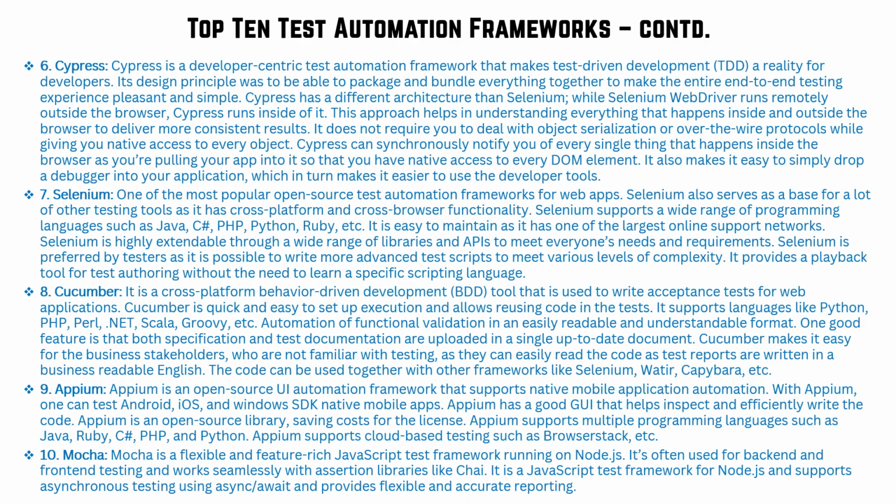In case you already have some knowledge of Postman, you already know there is a Chai assertion library, using which you can integrate with Postman and add validation points in the test script. So Mocha already has the inbuilt Chai assertion library. All the assertions you can use with that framework itself because everything is integrated. It is often used for backend and front-end testing and works seamlessly with assertion libraries like Chai. It is a JavaScript test framework for Node.js and supports asynchronous testing using async and await and provides flexible and accurate reporting.